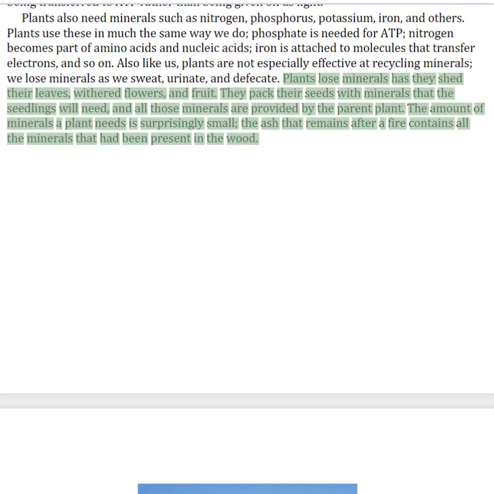Plants lose minerals as they shed their leaves, withered flowers, and fruit. They pack their seeds with minerals that the seedlings will need, and all those minerals are provided by the parent plant. The amount of minerals a plant needs is surprisingly small. The ash that remains after a fire contains all the minerals that had been present in the wood.